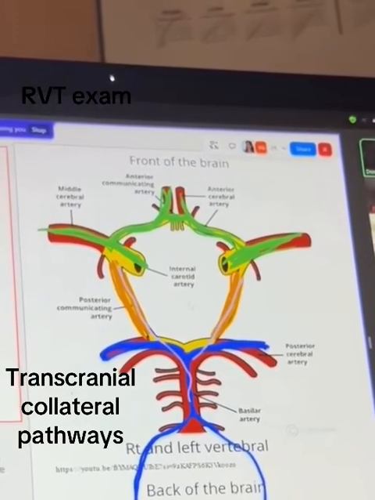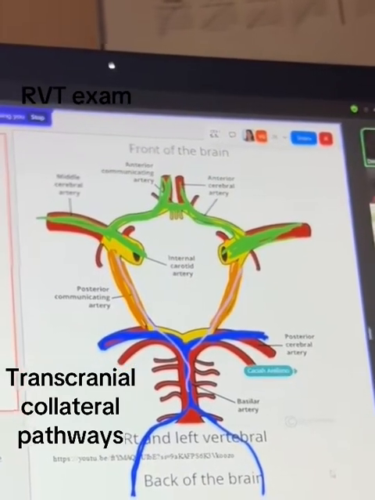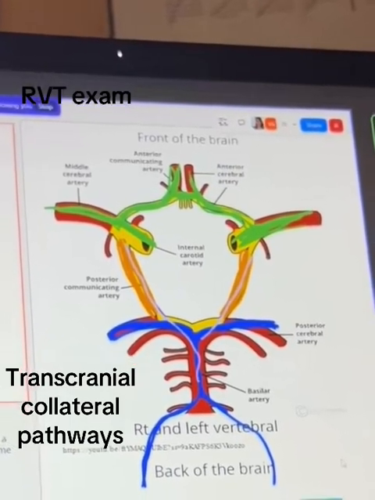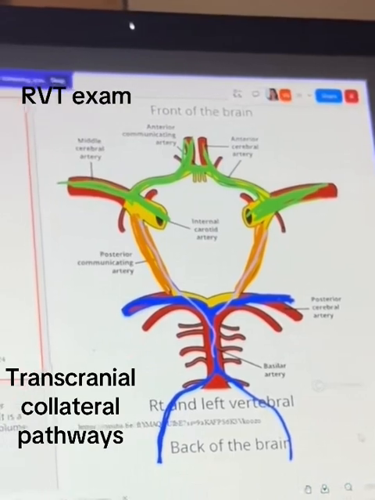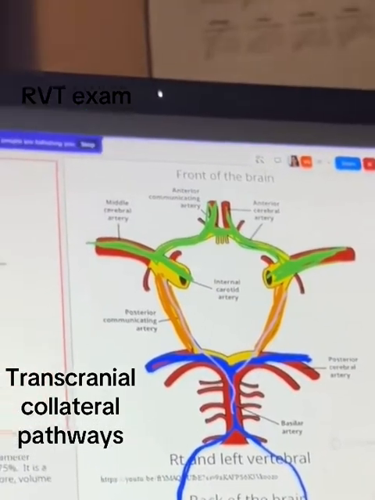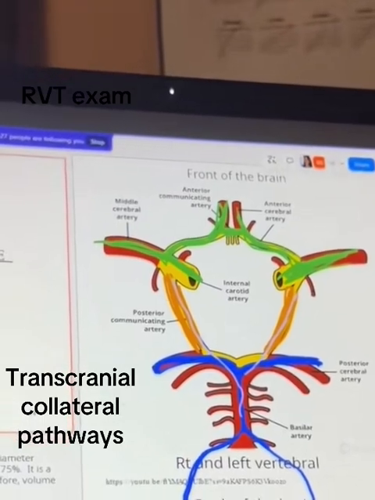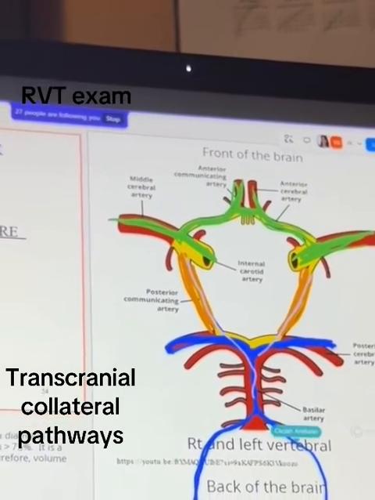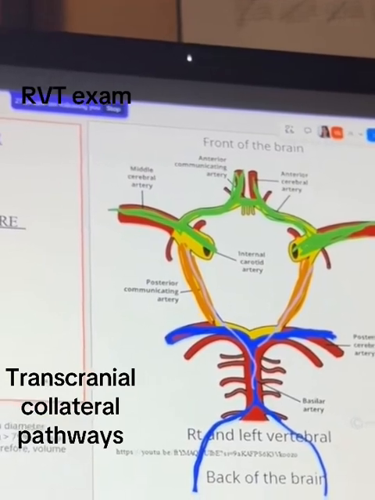again, of the circle of Willis, remembering that only 50% of the population has a complete circle of Willis. That means 50% does not. If they don't have a complete circle of Willis and there is an obstruction, usually they're going to be symptomatic. And again, it would be some of those symptoms we talked about.